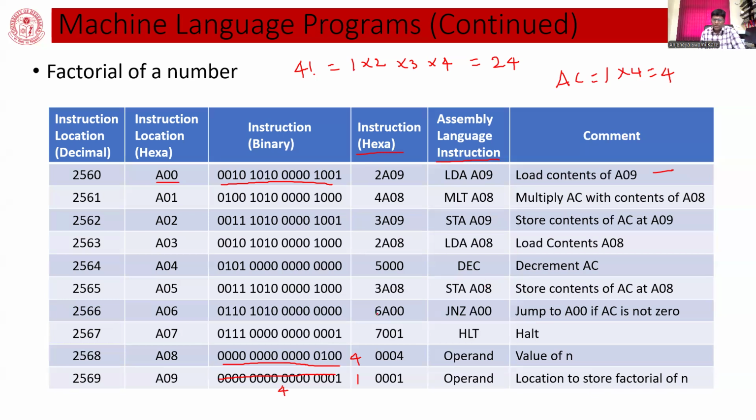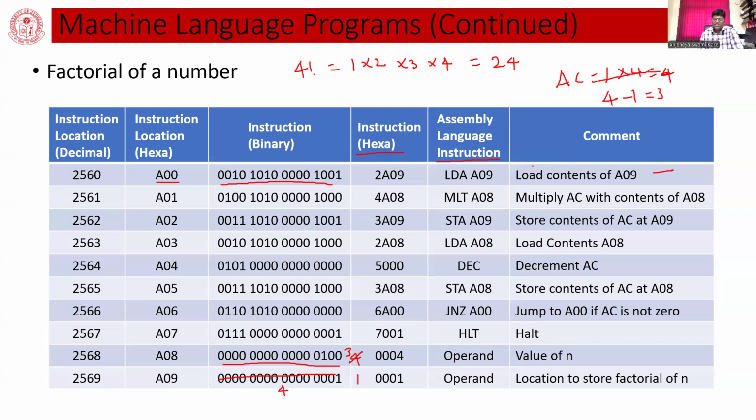Next, load A08. Now 4 is loaded into the accumulator. Then decrement. Decrement means this will be reduced by 1, which is 3. So now the accumulator contains 3. Then store A08. This 3 will be written at A08. So this will now become 3, and will be stored back to location A08.